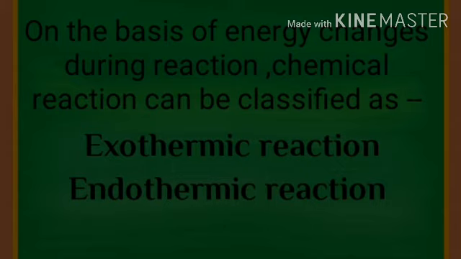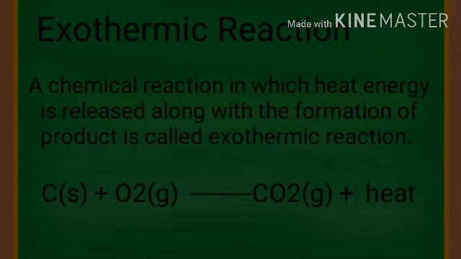On the basis of energy changes during reaction, chemical reactions can be classified as exothermic reaction and endothermic reaction. Exothermic reaction. A chemical reaction in which heat energy is released along with the formation of product is called exothermic reaction. For example, carbon plus oxygen gives carbon dioxide plus heat.